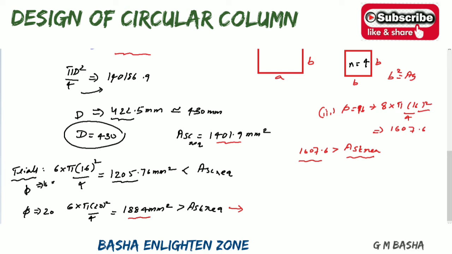So here I am selecting the value, I am providing 6 bars of 20 mm dia. So that is the area of the steel we are providing here. So for this one, the area of the steel provided will be equal to 1884 mm square. If you want, you can choose the other one, but this will be economical compared to that one. So it is your wish, whatever you want, you have to provide that only.